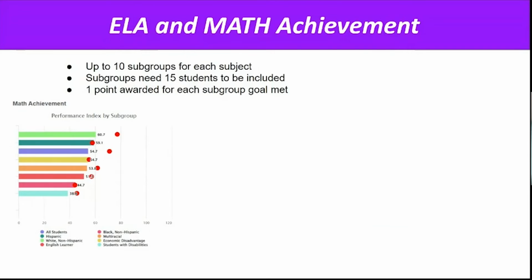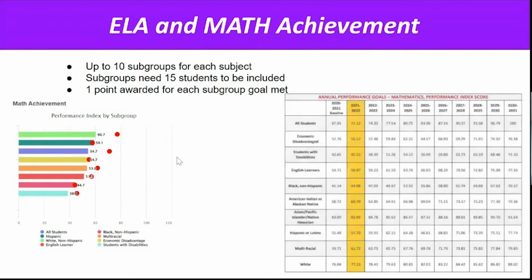So in order for a subgroup to be included, you need at least 15 students. And then with that, 1 point is awarded for each subgroup goal met. So in our example here for math, we can see we didn't do the greatest. We struggled a little bit. What I'm going to do is put up these goals that are still pending approval, but they were used on this report card. So the column that you see highlighted there is what we needed to meet that subgroup goal.